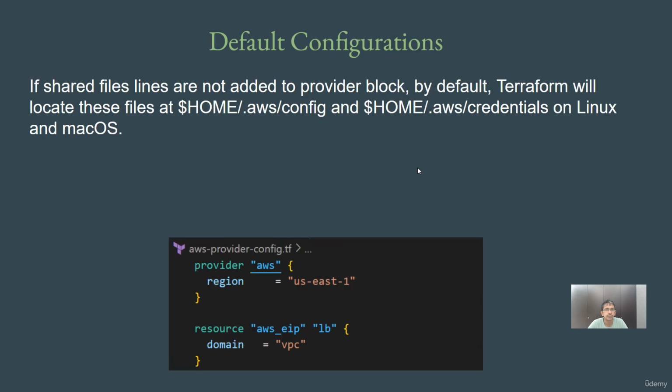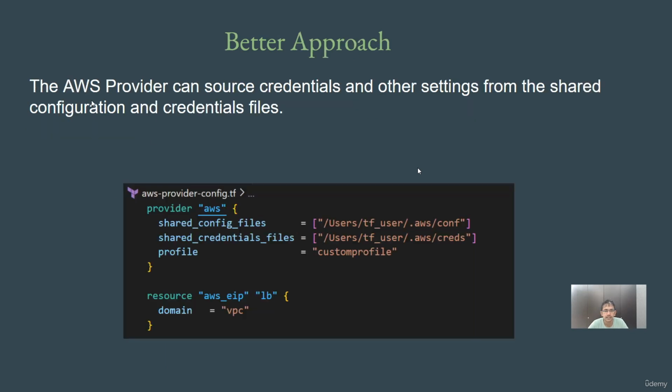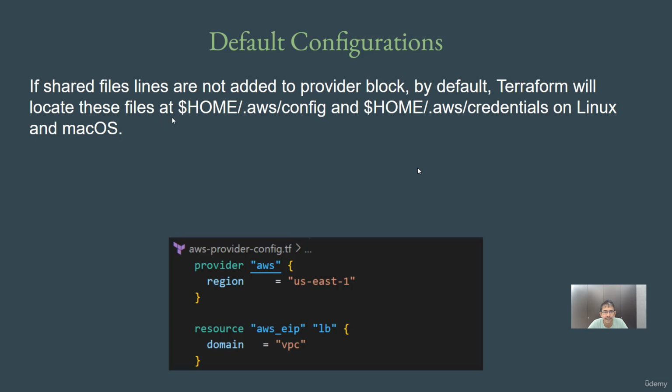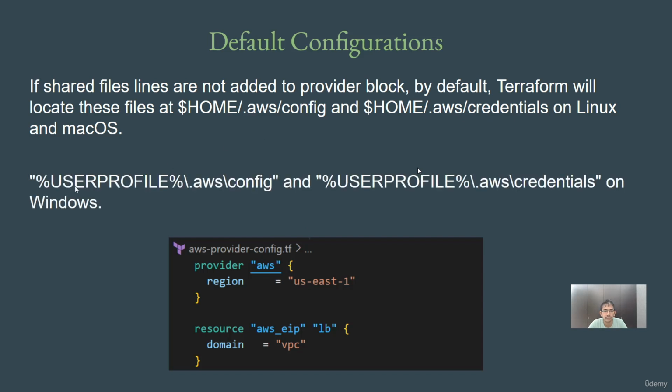So here one important part to remember is that if the shared files that we were discussing, the shared config file and the shared credentials file, are not added to the provider block, then Terraform will locate these files at $HOME/.aws/config and $HOME/.aws/credentials on Linux and macOS. So these are the default locations where Terraform will search for the AWS credentials. And when we discuss Windows, the path is %USERPROFILE%\.aws\config, and you have %USERPROFILE%\.aws\credentials.